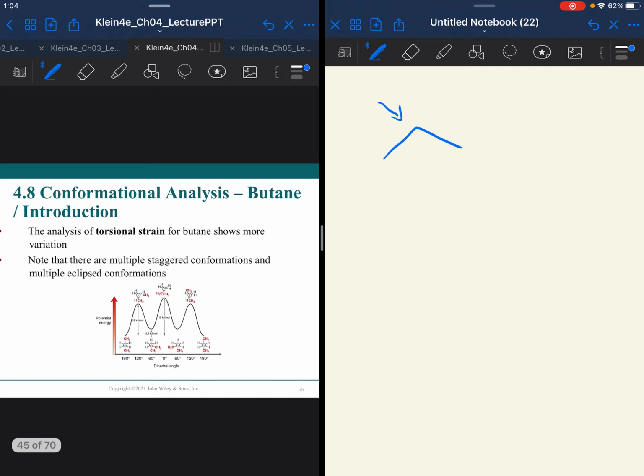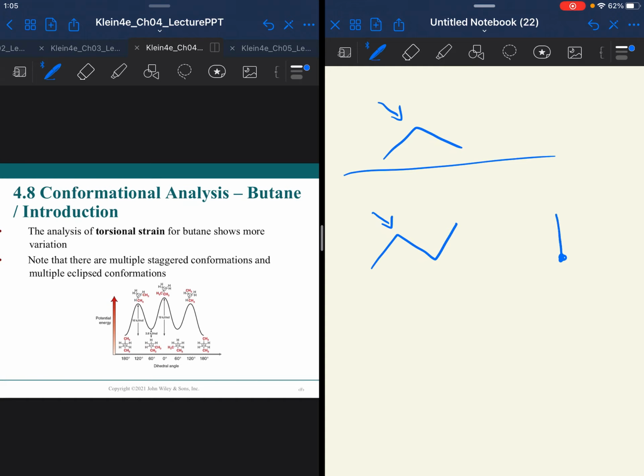Then things get even more interesting. Now we're going to look at butane. We're looking down the C2-C3 bond of butane. I'm just going to start, I'm not going to draw all of them, but here we go.